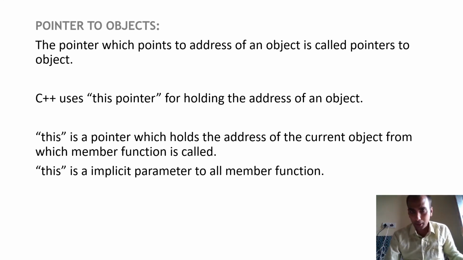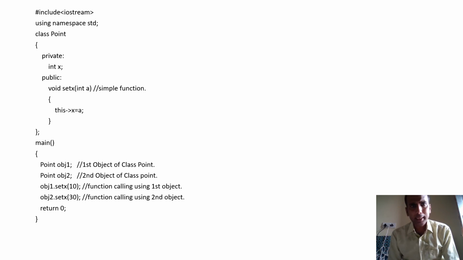So let's see an example. You can write x equals a. Actually, when you write x equals a in the setx method, you are looking at this arrow x equals a. What is this? When you call obj1.setx and pass 10, the this pointer contains the address of obj1. When you call obj2.setx 30, the this pointer will contain the address of obj2, and whether you write it or not, this arrow is taken by default by the C++ language.